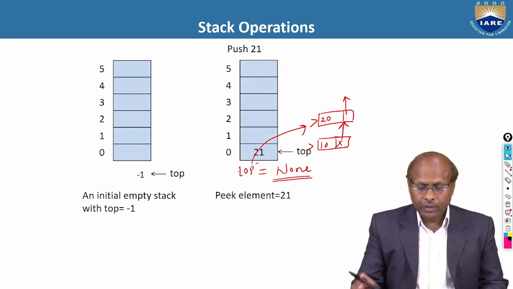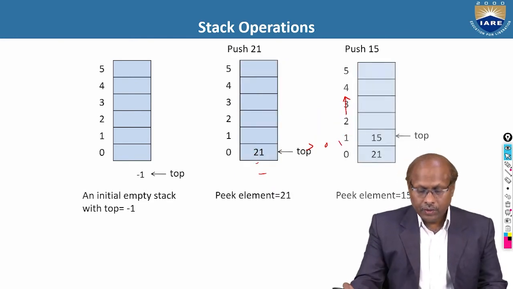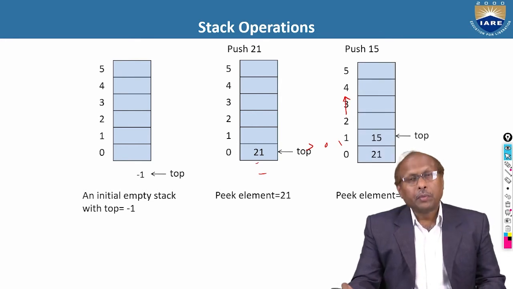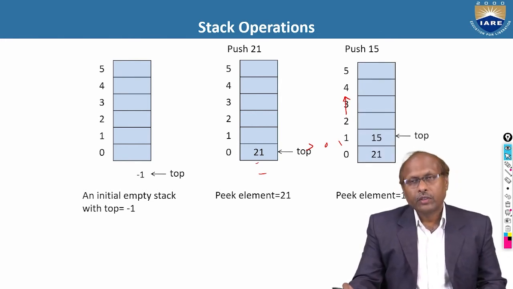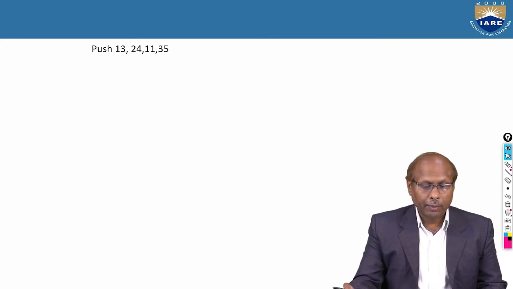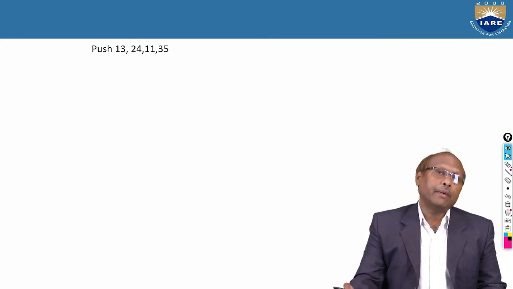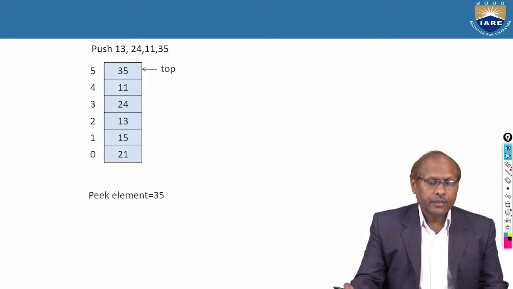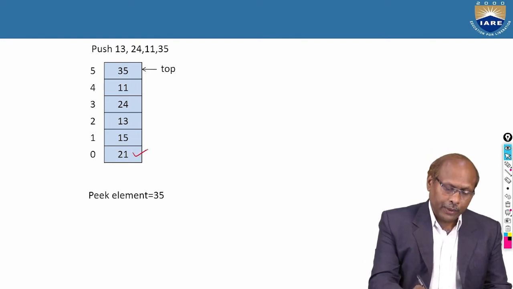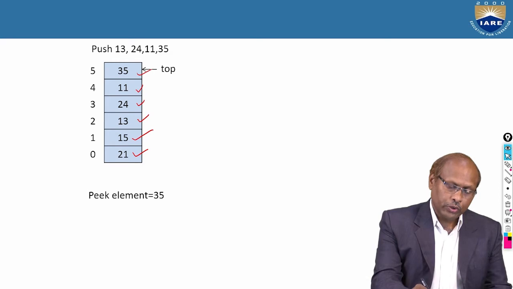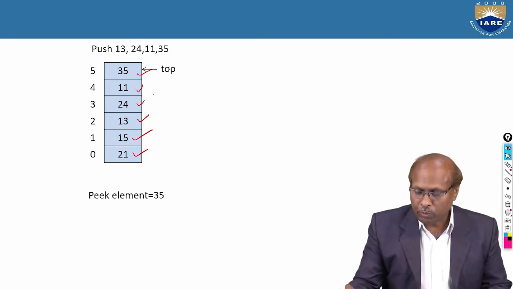Now here 21 is implemented. Now 15 is again inserted. Top is going up. After pushing 13, 24, 11 and 35, the stack will look like this. Earlier 21 and 15 were there and now you have inserted these 4. So the top is going to the topmost of the stack.